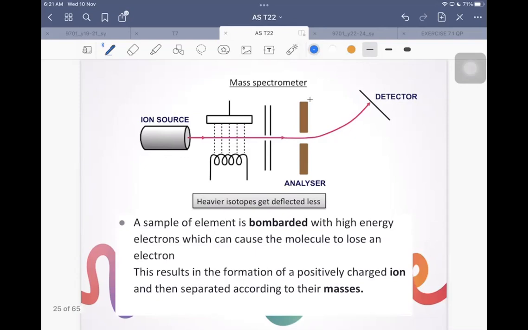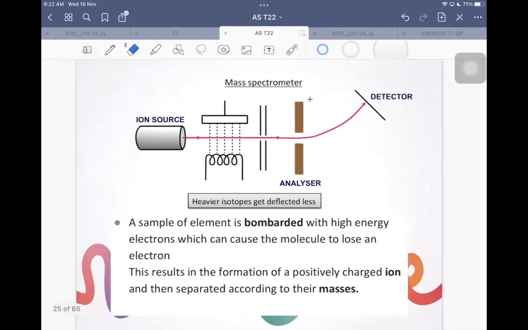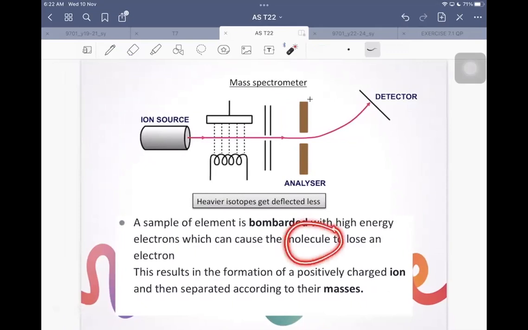What happens is a sample of the element is bombarded, that means being hit by a high energy electron, which can cause the molecule or the atom, since we're talking about atoms, to lose an electron. This results in the formation of a positively charged ion, and then they are separated according to their masses. Because we're talking about mass spectrometry, we want to separate the atoms that have different mass for a specific element, or we want to separate the molecules into smaller fragments, but I'll look at that in the second part of mass spectrometry.